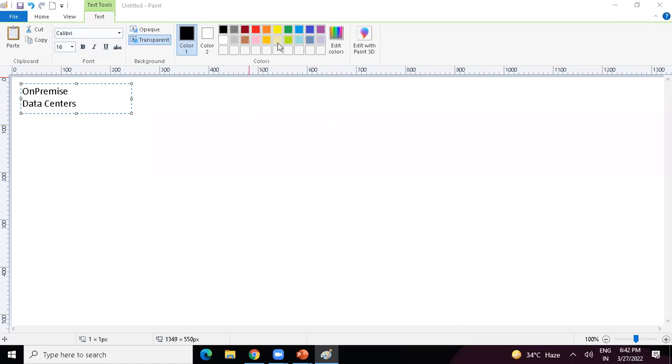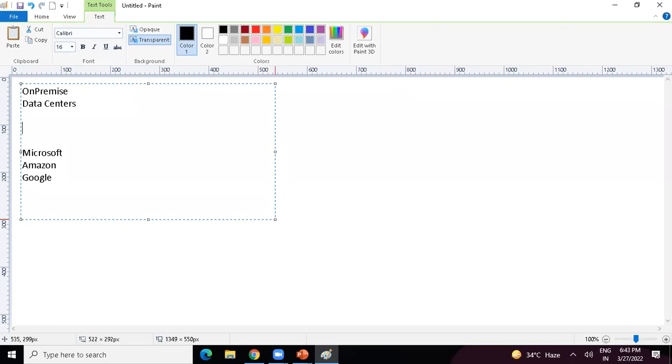Right? Because organizations were unable to do it. So big organizations like Microsoft, Amazon, Google, they came up with the concept of public cloud. Means they are saying we will be creating huge data centers across the globe. You don't need to create your own data center.